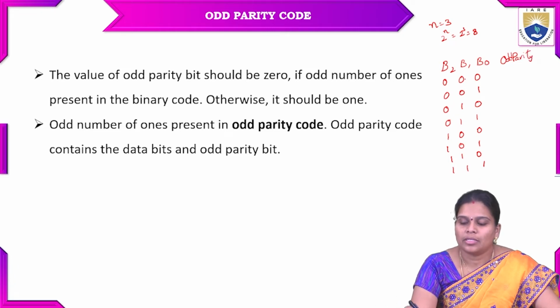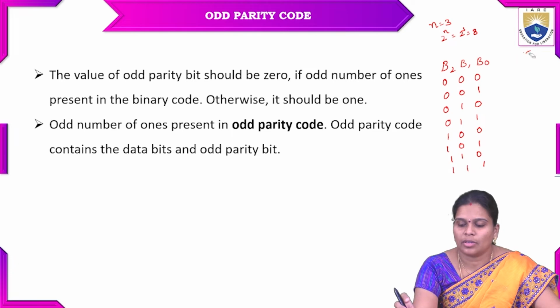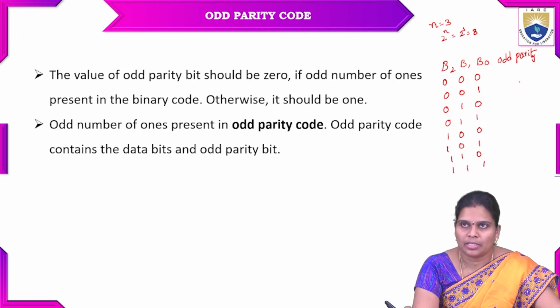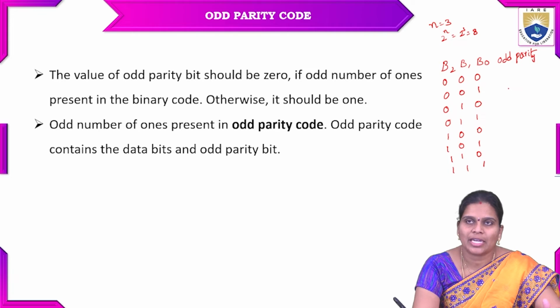So depending on the number of ones, if the data is an odd value, then that bit is the odd parity bit, and we write 0. If the data satisfies the odd value, then in the odd parity bit we write 0. So for 0 0 0, it is 1.